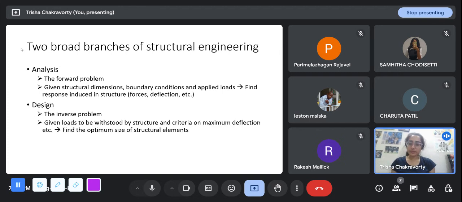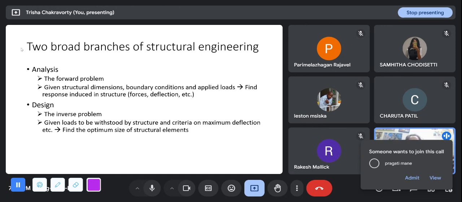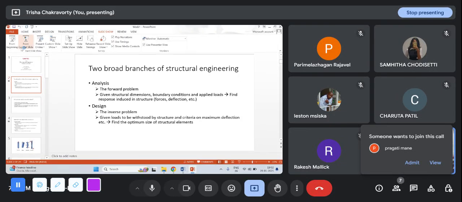In design, suppose we have to design a beam. We don't know the dimensions of the beam. We are allowed to choose the cross section. We are allowed to choose the material. We cannot choose everything. We will have certain limitations. Suppose we have five options of concrete yield stress, we have to choose between them. So we would be given the loads that need to be withstood by the structure.